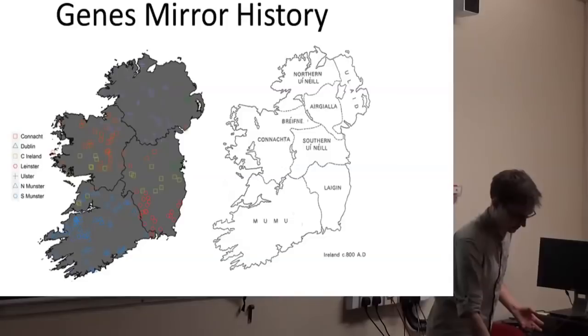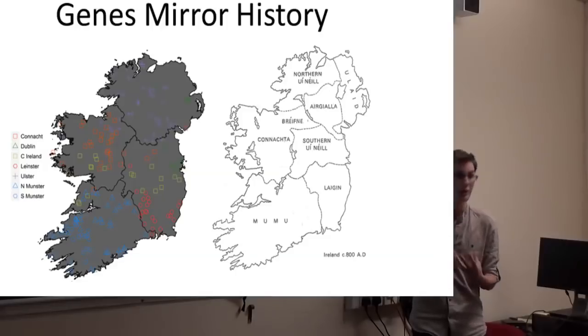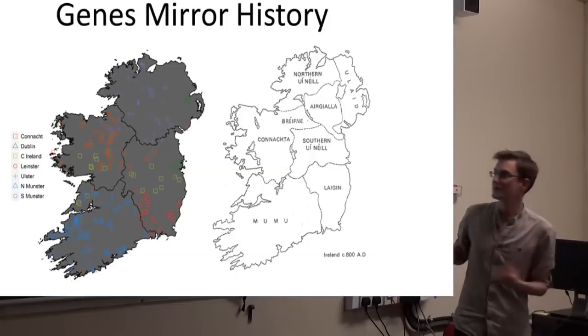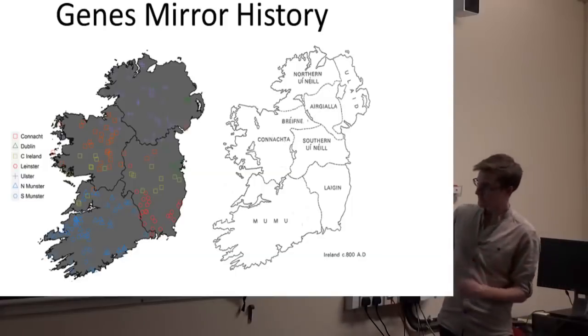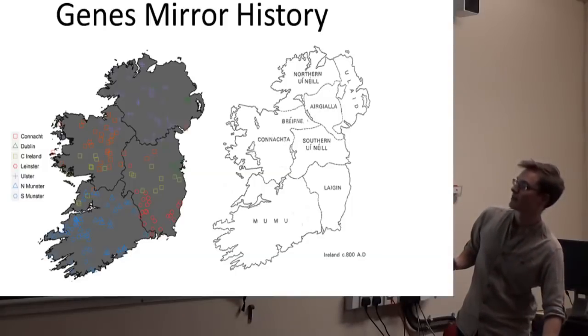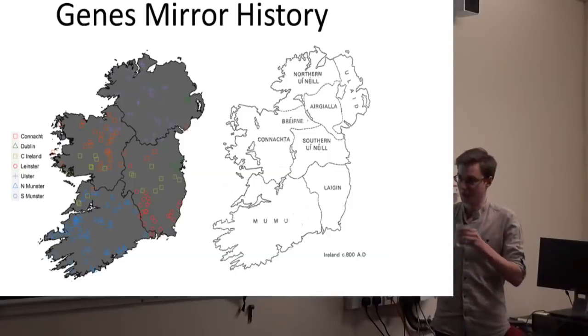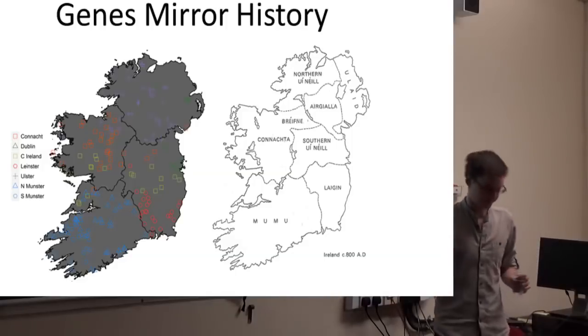You may be wondering, or realizing, that some of these clusters look awfully like socio-political boundaries in Irish history. So I've taken 800 AD just by way of comparison, but other time periods are available. So you can see that the Kingdom of Munster down here somewhat mirrors the genetics of Munster over here. Same with Leinster, same with Ulster. So this is just supposition; it's not statistically significant at all. But it does produce a really nice slide, so I thought I'd show it.